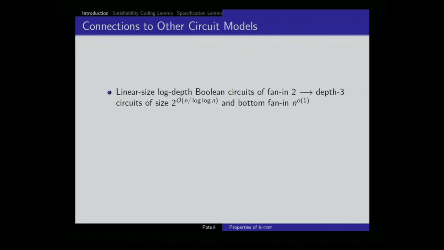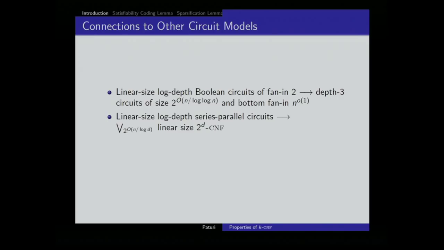So in particular, CN size D log and depth circuits can be written as 2 to the little of n size depth 3 circuits, where the bottom fan-in is bounded by n to the little of 1. Even more, if you restrict the circuits further to make them series parallel, you can get a somewhat simpler circuit. So there's a trade-off between the bottom fan-in and the top fan-in, and the trade-off behaves in that fashion.